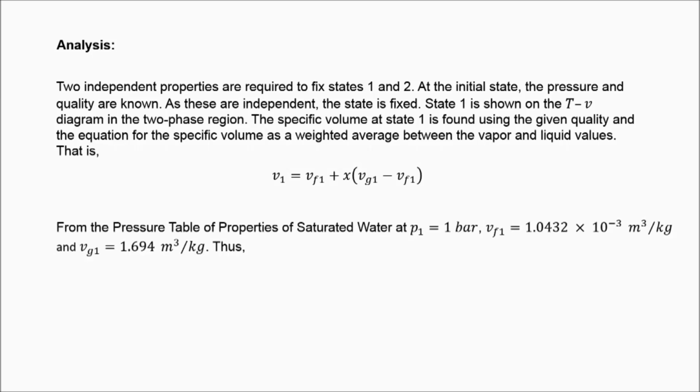From the pressure table of properties of saturated water, at p1 equal to 1 bar, vf1 is equal to 1.0432 × 10^-3 cubic meters per kilogram, and vg1 is equal to 1.694 cubic meters per kilogram. Substituting those numerical values in the equation above for v1 yields v1 equal to 0.8475 cubic meters per kilogram.